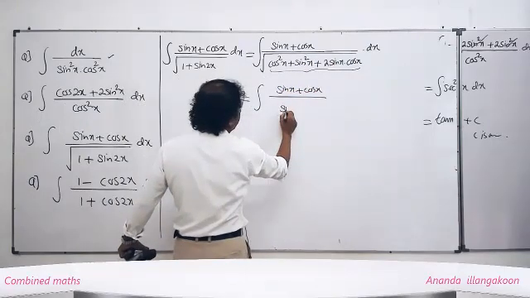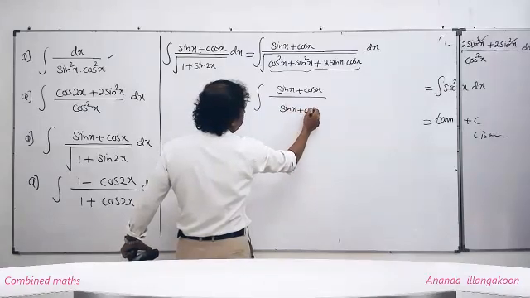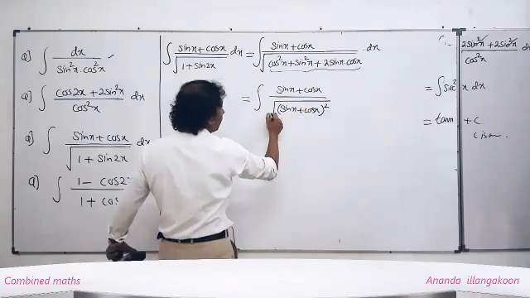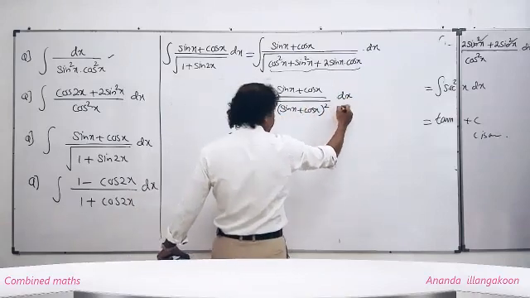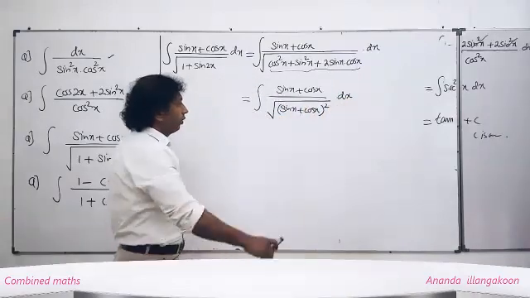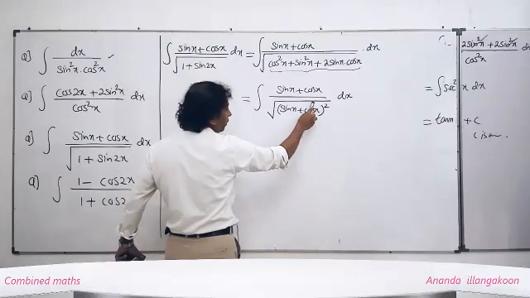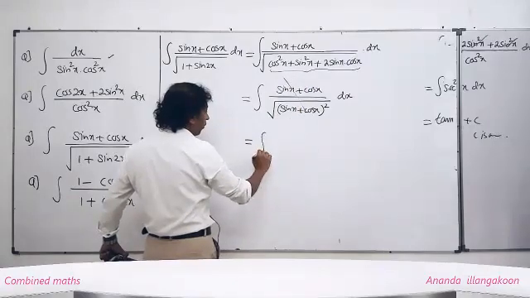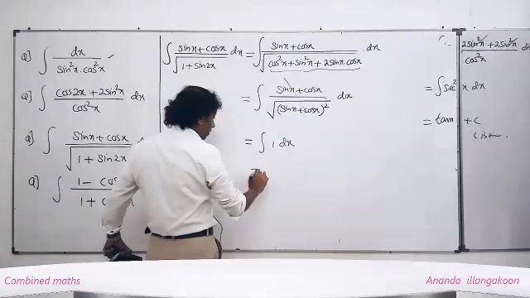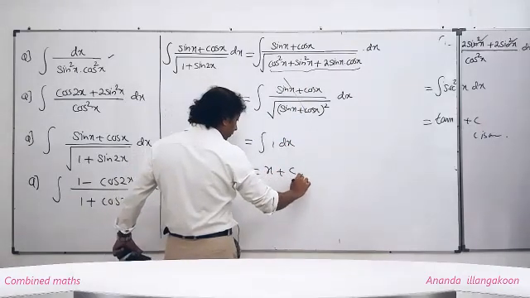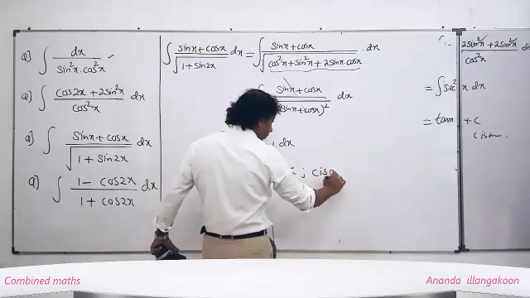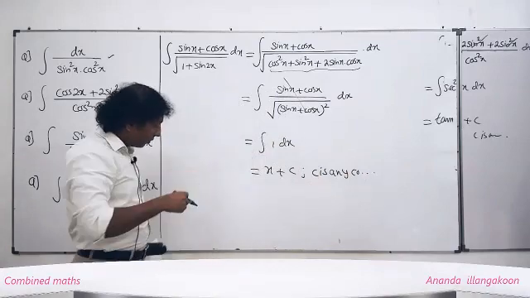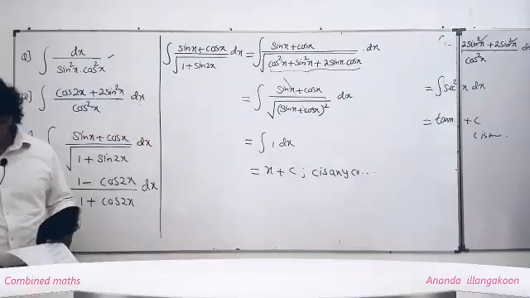This is the square root of the perfect square of sin x plus cos x, dx. Then the square will eliminate when you take the root. Then sin x plus cos x will cancel with this, this 2 will cancel. We get 1 dx. It is x plus c, c is any constant. Right.